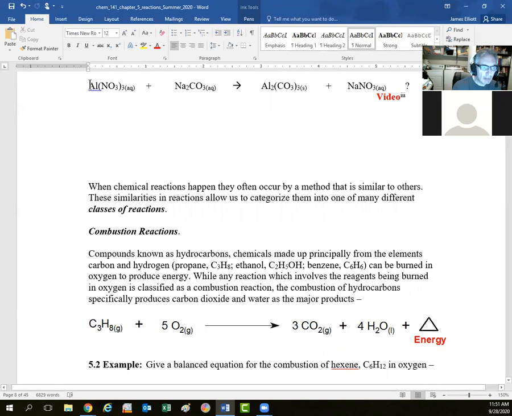So we'll look at this one. We've got aluminium nitrate. And we can see nitrate in the final proportions of the reaction with sodium nitrate. So we can treat that nitrate as a unit. We also have sodium carbonate with carbonate, a polyatomic ion. We see that carbonate at the end in aluminium carbonate. So we can treat the carbonates as units as well.